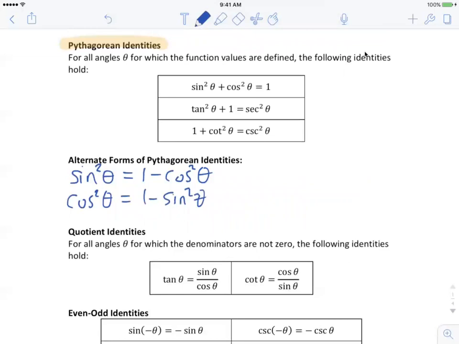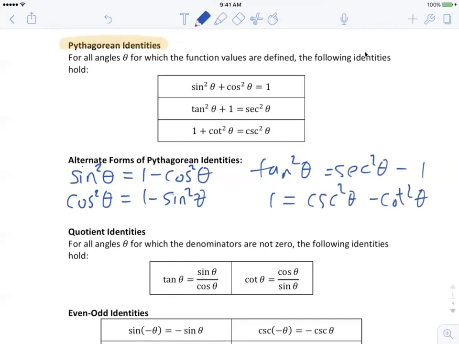So those come in handy. Same with the other ones, you can rearrange them however you want, right? Just moving things from one side to the other. Like we could see something like tangent squared theta equals secant squared theta minus 1. If I bring that 1 over, it would be a -1 on the other side, right? Or we could even see, like that third one, something like 1 equals cosecant squared minus cotangent squared. So you can see, these are just a few alternatives. There's many more when you're just starting to rearrange these identities, okay?